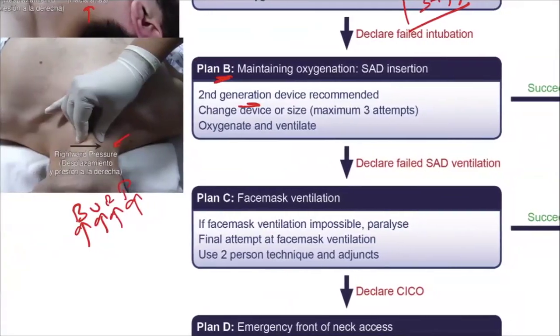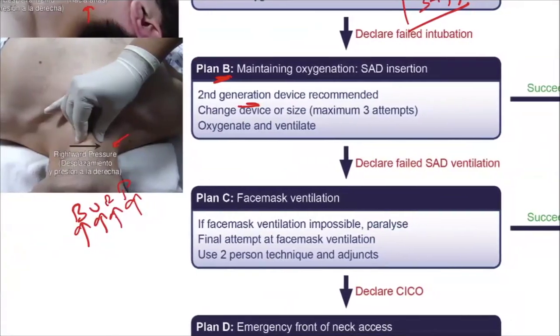Plan B has failed: you are not able to place the supraglottic airway device, or you place it but you are not able to ventilate. What will you do? You will enter into Plan C. In Plan C, what you are basically doing is face mask ventilation. You are doing it with an Ambu bag, or you might be using a water circuit, and trying to ventilate the patient. There is a difference between both, but you're trying to ventilate the patient.